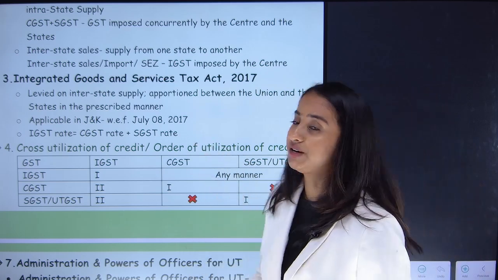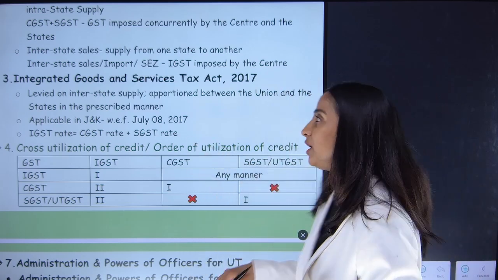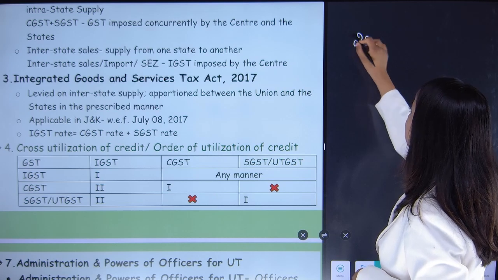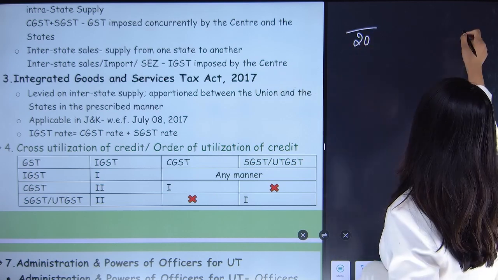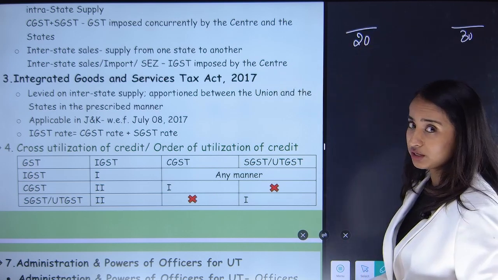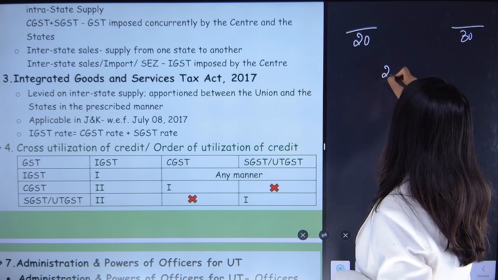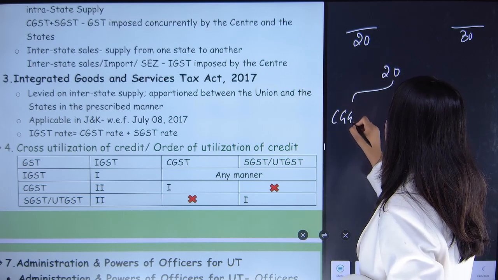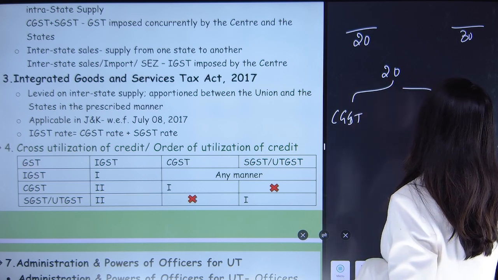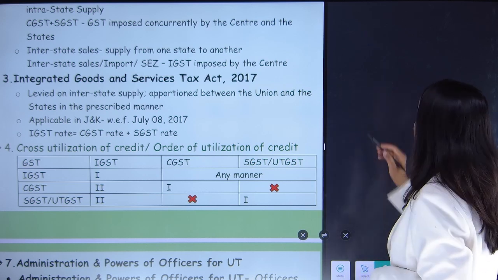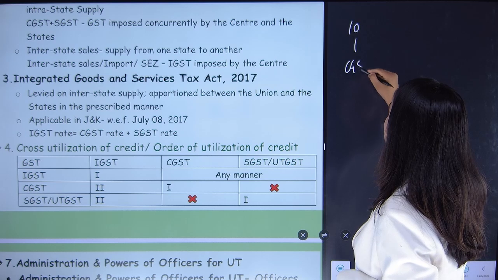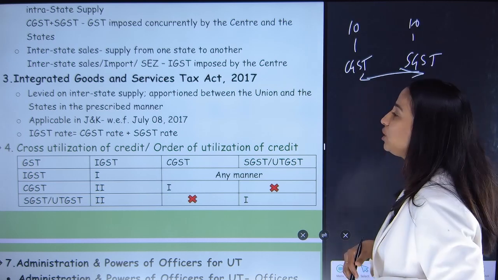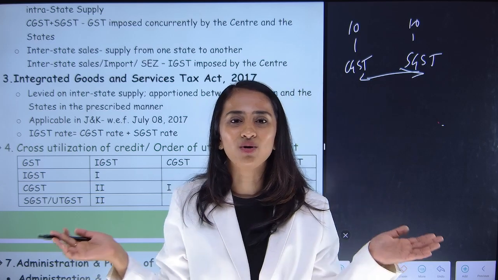Cross utilization of credit. What do you mean by cross utilization? I told you, let's say in my example, 20 was the taxes that you paid earlier, 30 was the taxes that you have to pay now to the government, right? So in your 20 rupees, let's say half was CGST and the rest was your SGST. So they're telling you, you have 10 rupees of CGST credit and 10 rupees of SGST credit. Can you utilize one against the other? No. Your CGST and SGST are not friends.